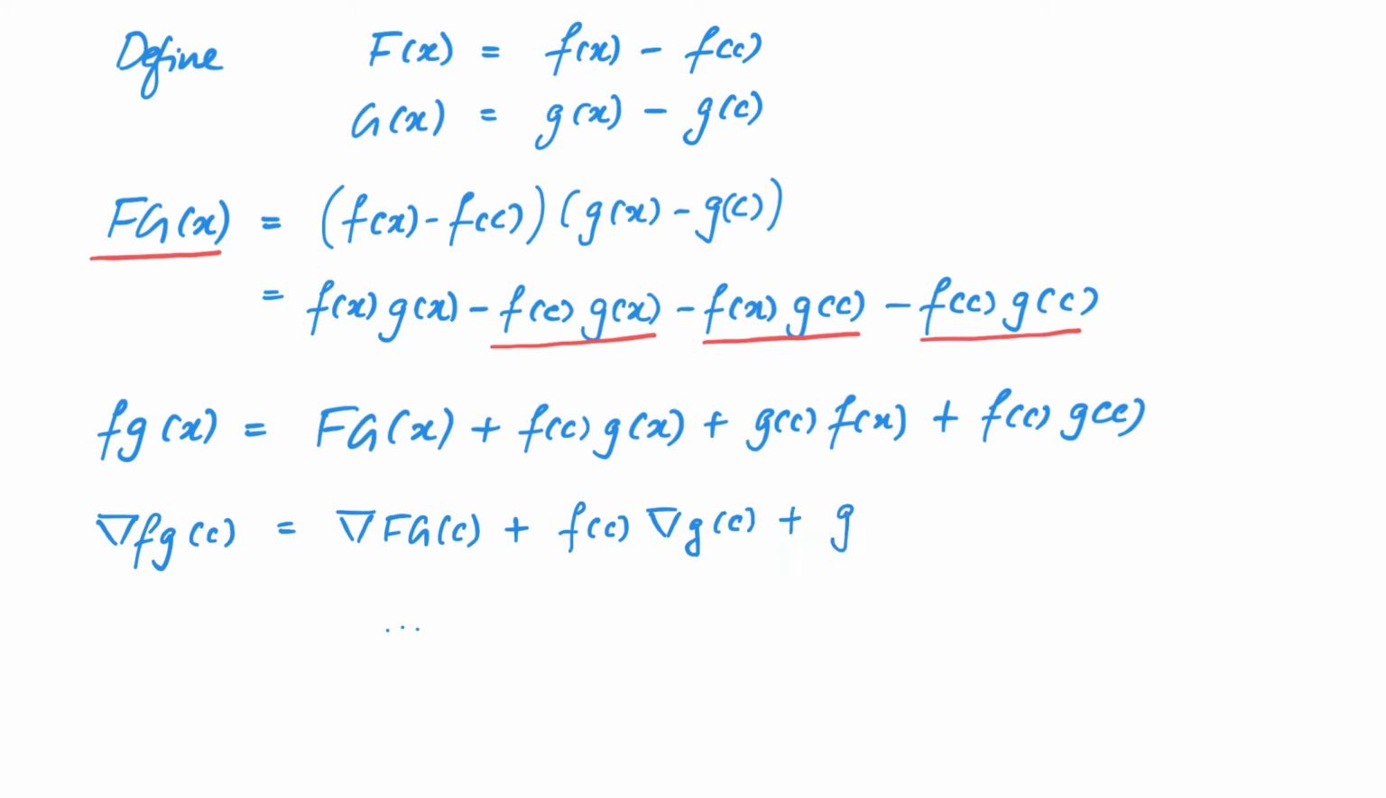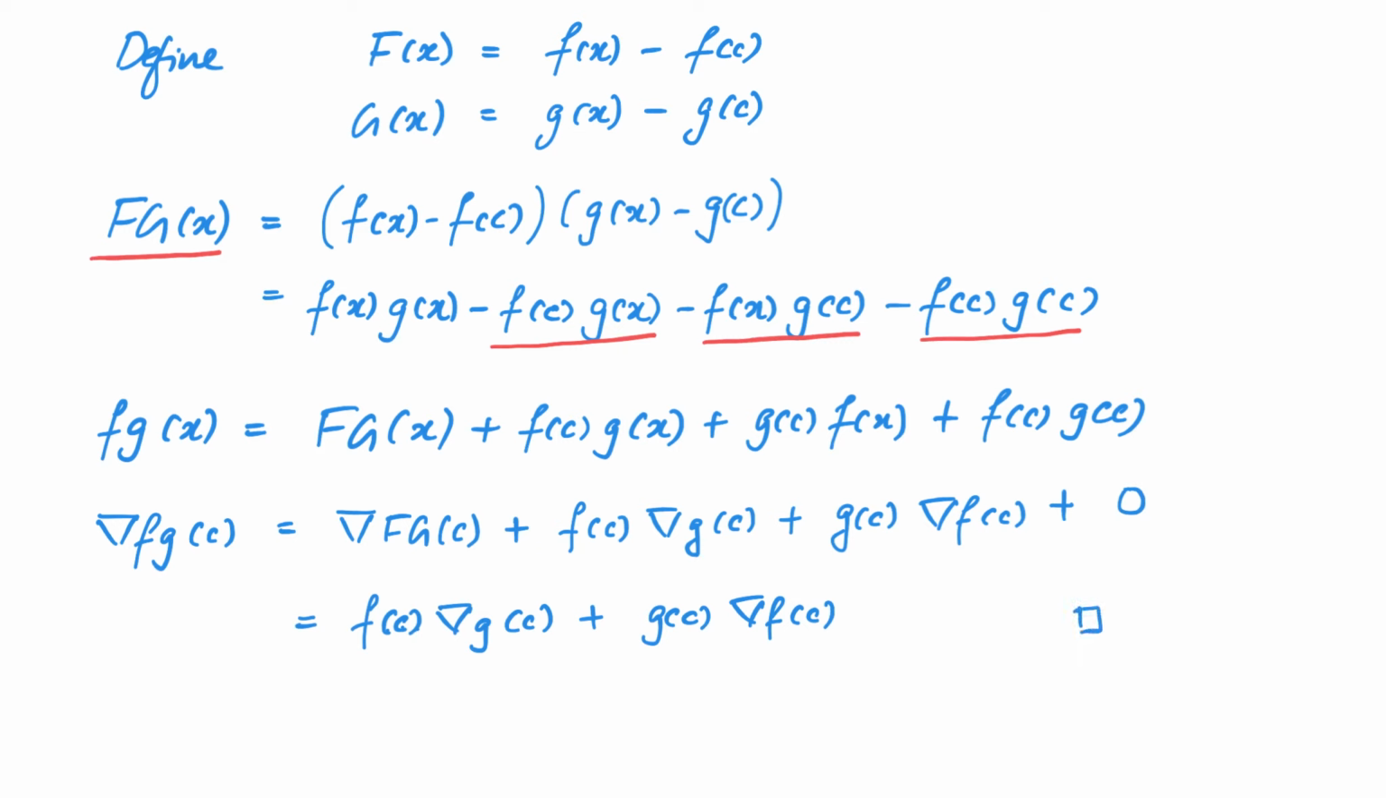And similarly, we have g(c) times the gradient of f at the point c, plus the gradient of a constant function which is equal to 0. Further, as capital F(c) and capital G(c) are 0, we know that the gradient of capital FG at c has to be equal to 0. Thus, we get that the gradient of small fg at c is equal to f(c) times the gradient of g at c plus g(c) times the gradient of f at c. And that completes the proof of our theorem.